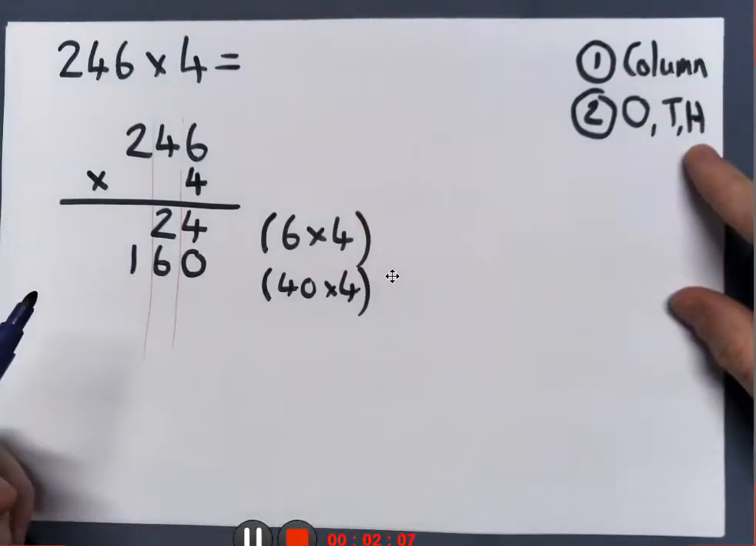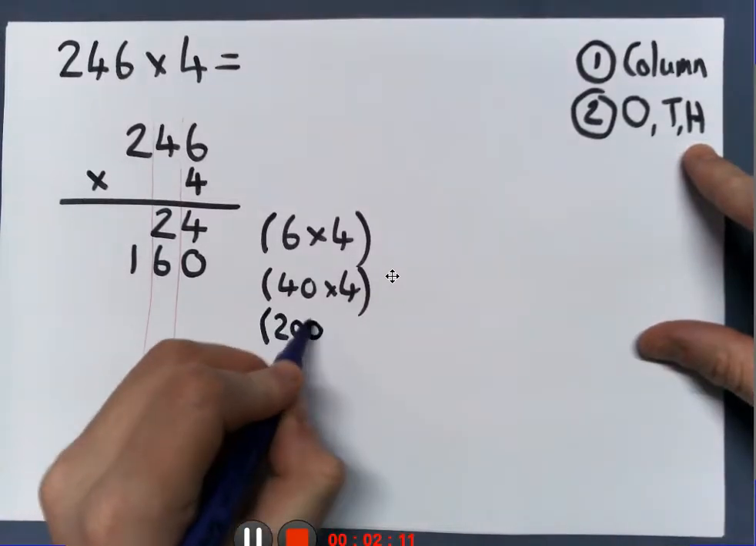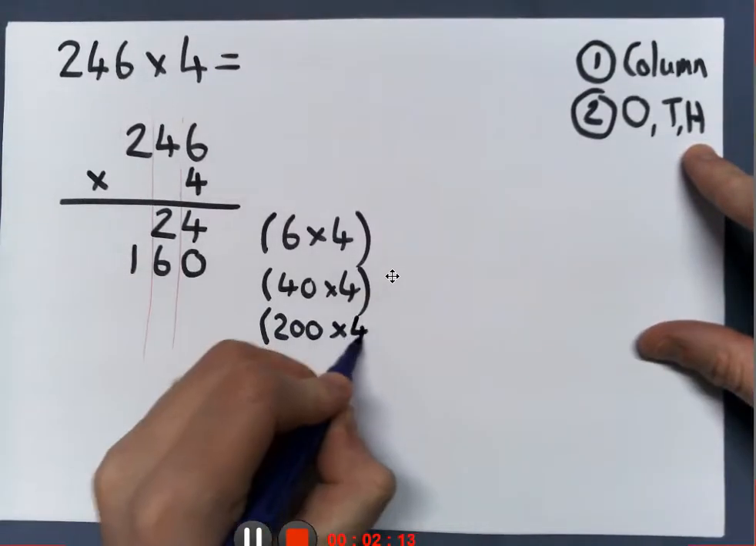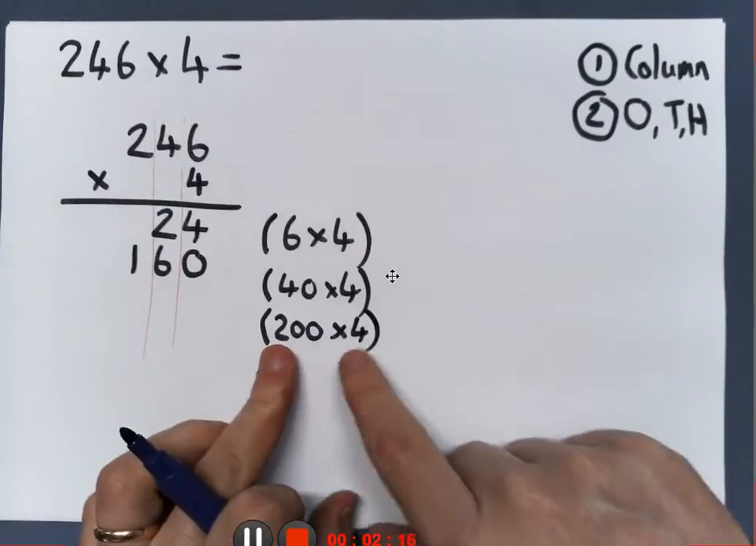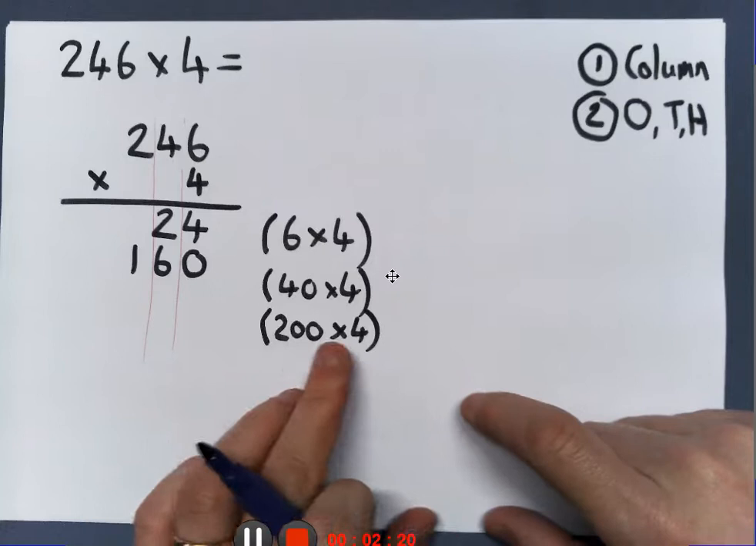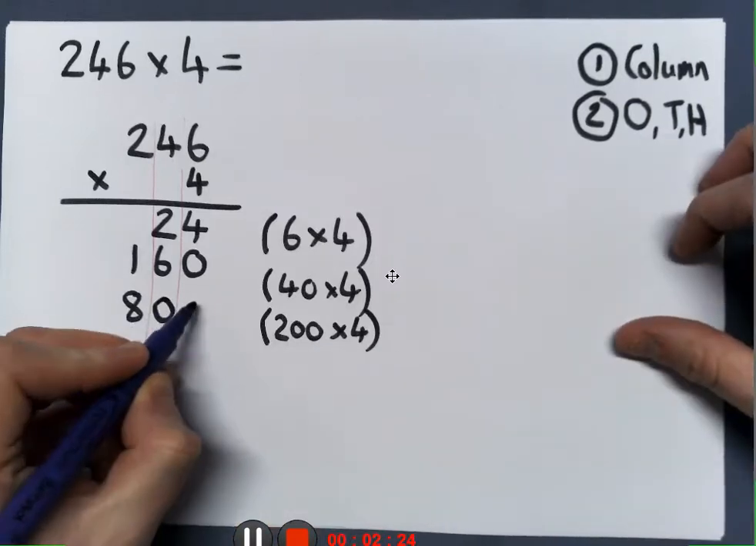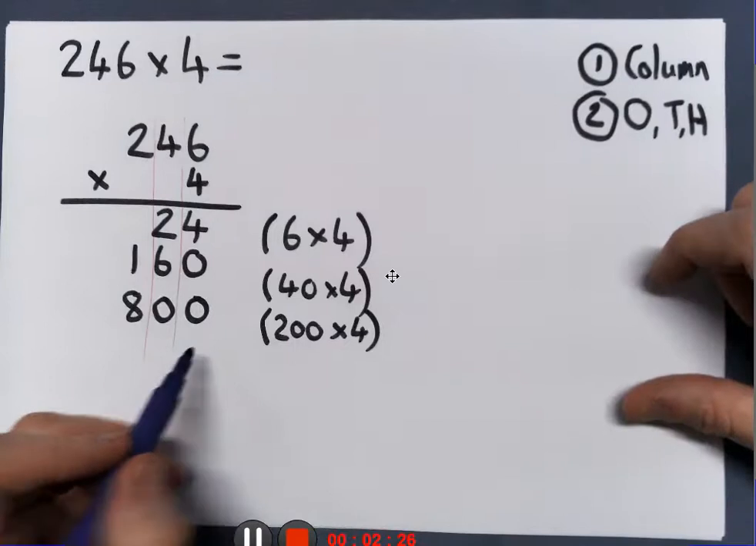Right, now we need to look at the hundreds. So we've got 200, next row down, 200 multiplied by 4. So again, 2 times 4 is 8, so 20 times 4 is 80, 200 times 4 is 800. So again, respecting that position of the digits, and there we go.